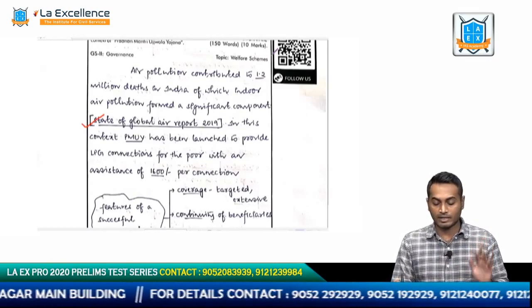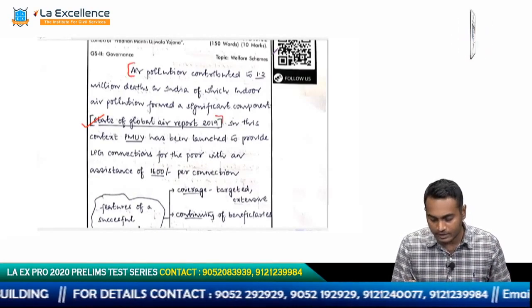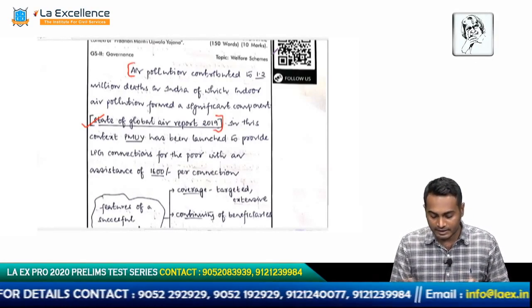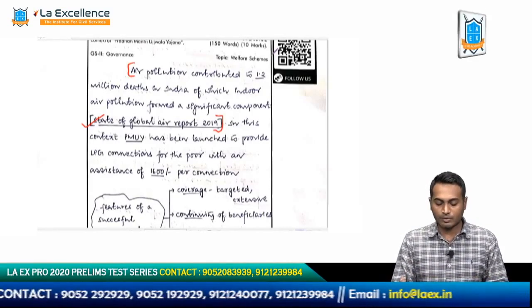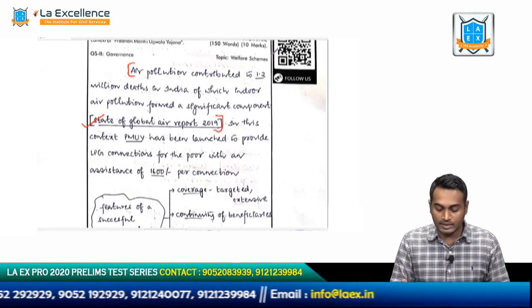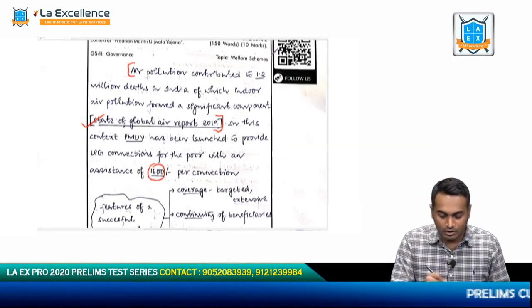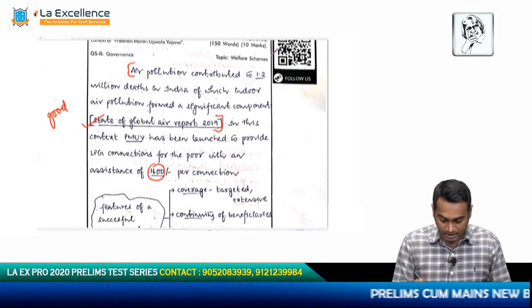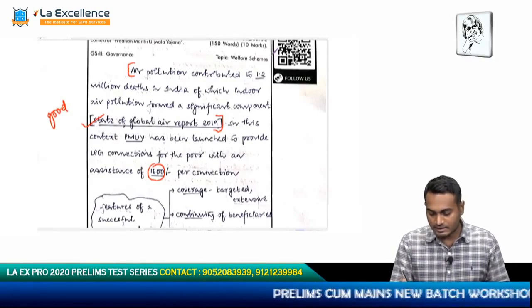These things you have to keep in mind. So we have talked about air pollution and the problems it is causing. In this context, PMUY has been launched to provide LPG connections for the poor with an assistance of 1600 per connection. So this is a good introduction, but how many lines has he written? He has written around 7 lines.